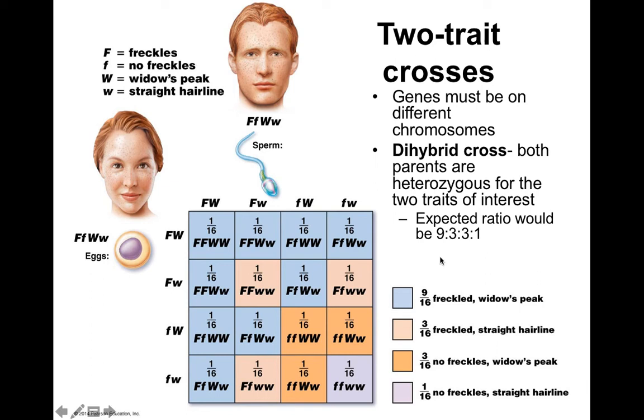Now, when we do a dihybrid cross, the phenotypic ratio will always be 9-to-3-to-3-to-1. Memorize that. A dihybrid cross, the phenotypic ratio is always 9-to-3-to-3-to-1, every single time. And here are the options.